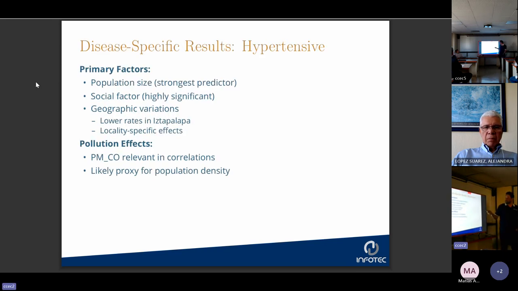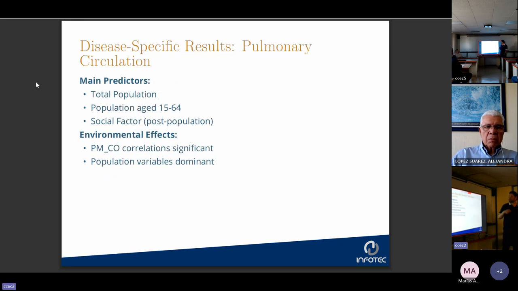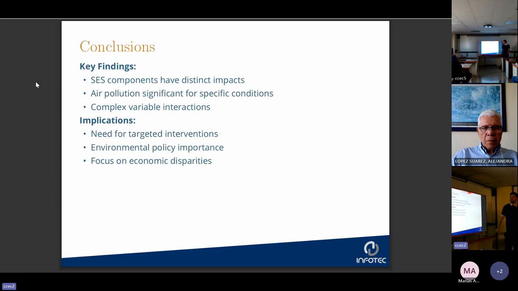We don't have enough time to present gradient boosting results, but usually the relationships are related to weight and age, or the concentration of many pollutants in the area. So the key finding is this strong relation with the contaminants. Okay, here are the nonlinear effects I already mentioned. Our conclusion, our key finding, is that compounds have distinct impacts.